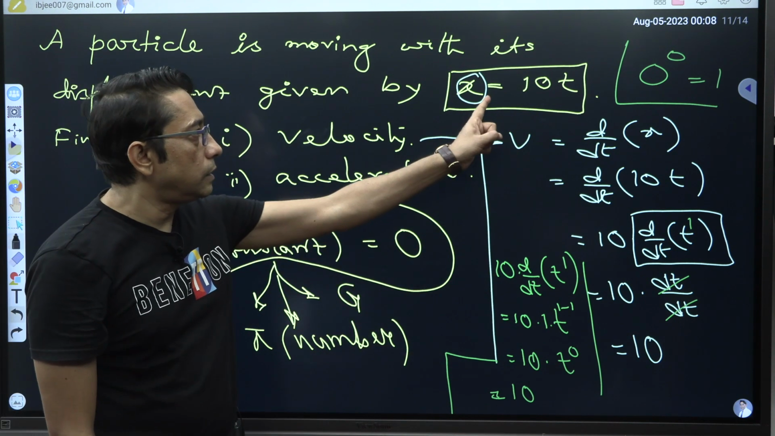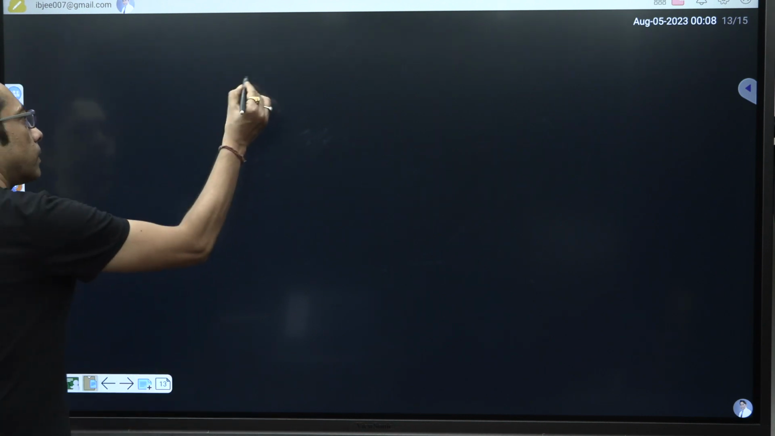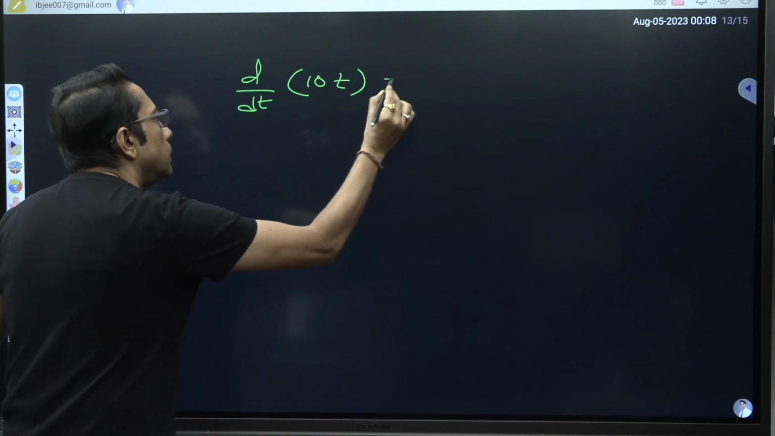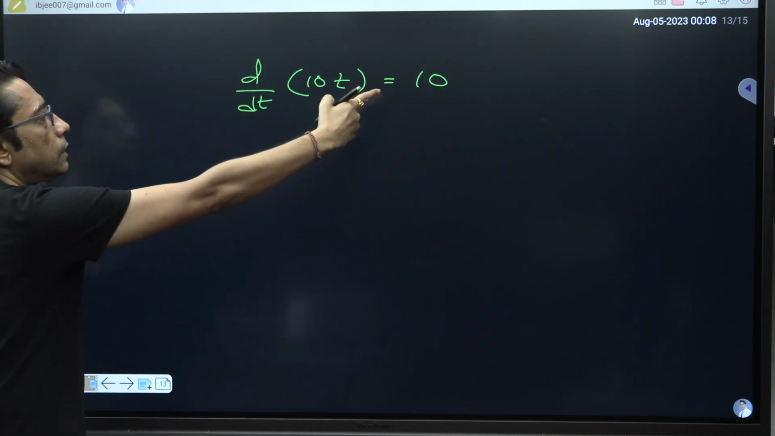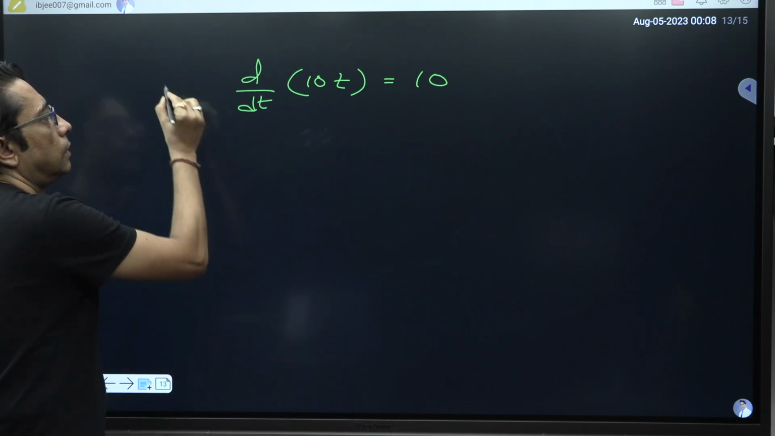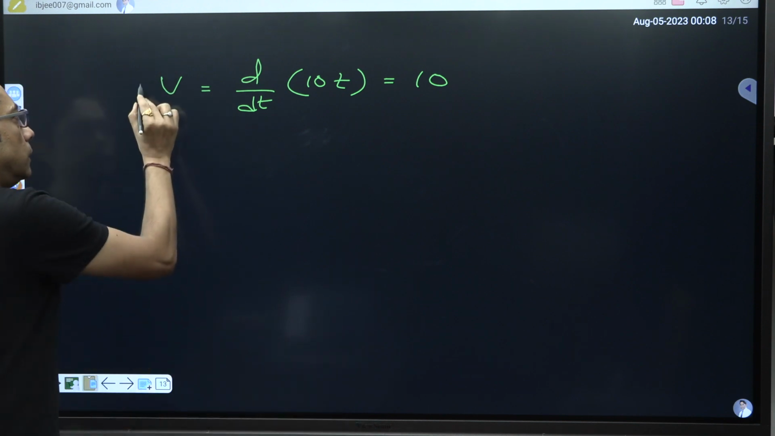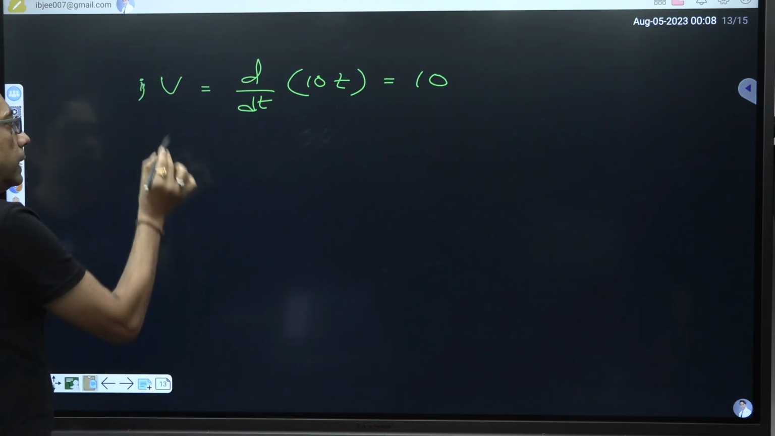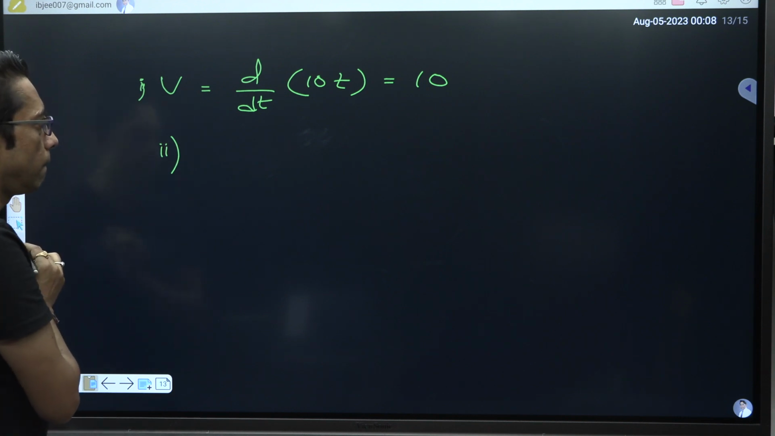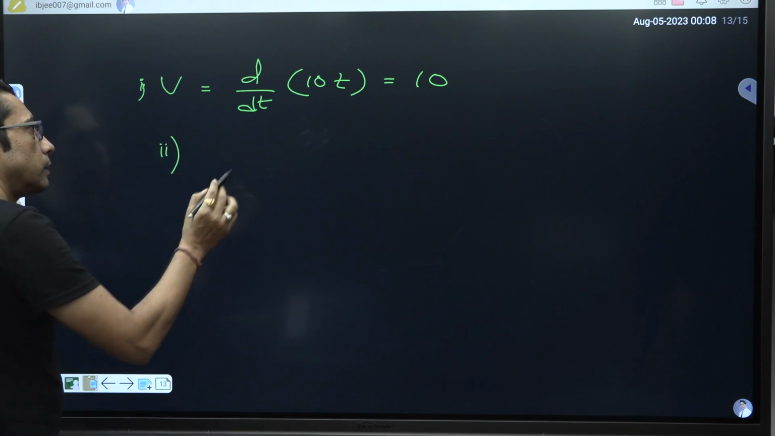The velocity is given by, see, I am doing the sum again, first. So d/dt of 10t is how much? 10, because the differentiation of t is 1, 10 comes outside. Okay, so velocity is given by 10 meter per second. Okay, first answer clear. Second answer, yes, speak. Last slide. Okay, I am going there.